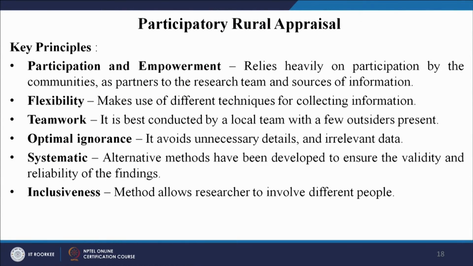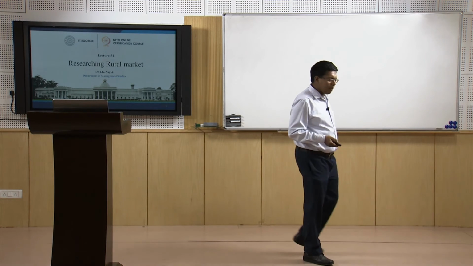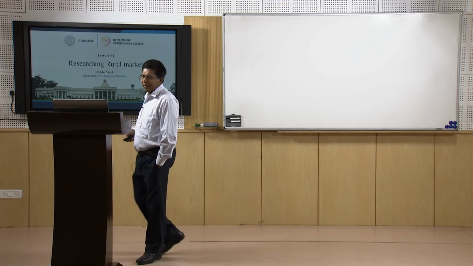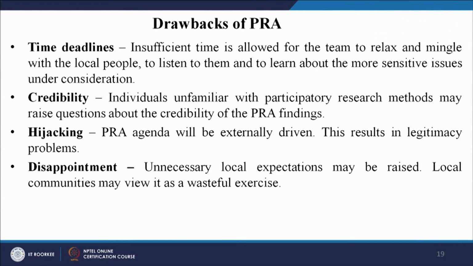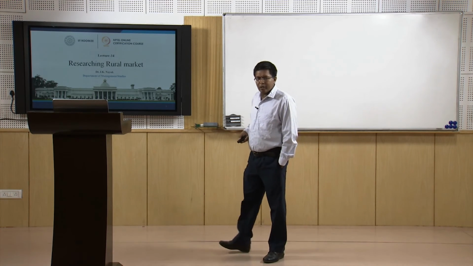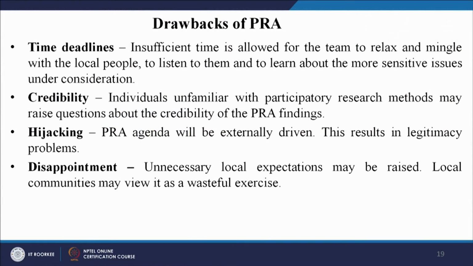Another key principle is inclusiveness. This research method allows the researcher to involve various kinds of people, so people who might be your consumer or might not be a consumer would also be part of the participatory rural appraisal. But there is a drawback, for example, time constraints. Insufficient time is allowed for the team to relax and mingle with the local people and listen to them. Since the number is not defined, it could be large, so giving time to individuals and understanding them might become very difficult. Credibility is sometimes questionable, but still it is a very powerful technique.